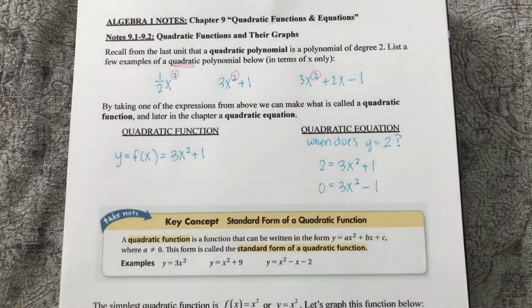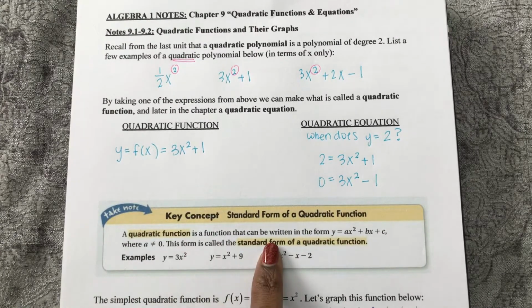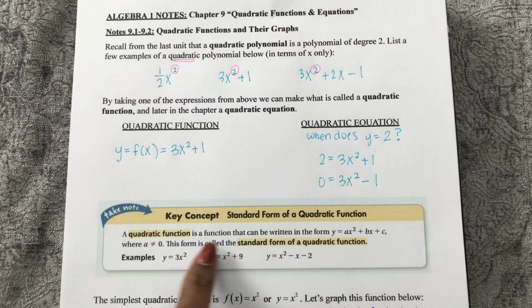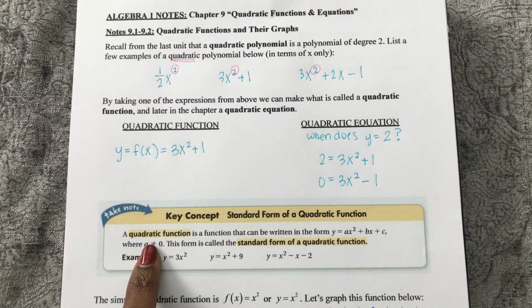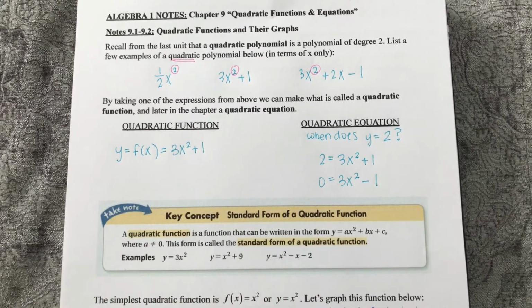So our quadratic function is a function that can be written in the form ax squared plus bx plus c, where a does not equal 0, and this form is called the standard form of a quadratic function. So here are a few other quadratic functions in standard form.